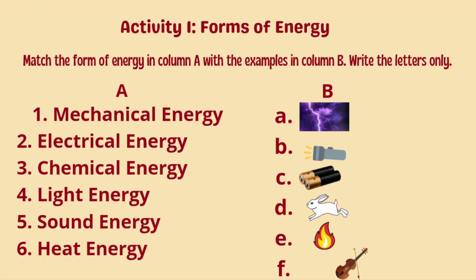In column B, these are the different illustrations. In letter A, that's lightning. B, that's a flashlight. C, these are batteries. In D, that is a moving rabbit. In E, that is a fire. And in F is a violin.